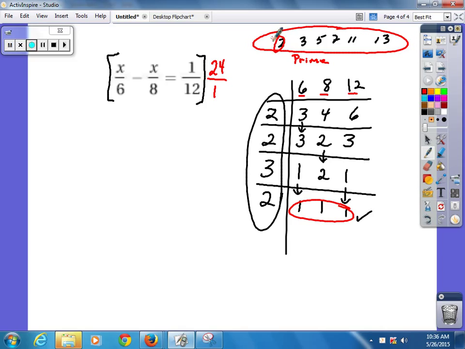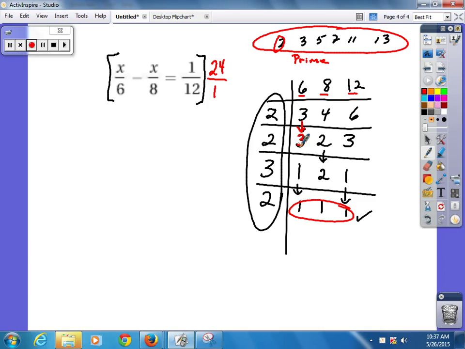2 will go into 6 3 times. 2 will go into 8 4 times. 2 will go into 12 6 times. And then you say, okay, well, there's still a 4 and a 6, so I'm going to divide 2 into those 2. I'm going to bring the 3 down because 2 won't go into 3. So I just bring it down. And then I divide 4 and 6. So 4 divided by 2 is 2. 6 divided by 2 is 3. And then I say, well, there's 2 3s right here, so I need to divide by 3.